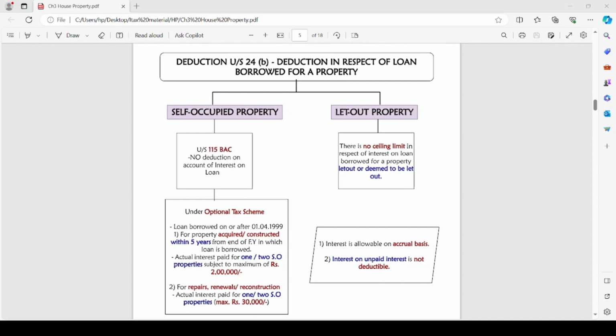Interest on unpaid interest is not deductible. That means the assessee is not paying interest regularly, and the lender has charged interest on unpaid portion of interest amount. Such interest on interest cannot be claimed as deduction under section 24B. If a fresh loan is taken to repay the old loan, the interest on such fresh loan can be claimed as deduction. But the interest which has been charged on unpaid interest amount cannot be claimed as deduction under section 24B. I hope it is clear for you guys.